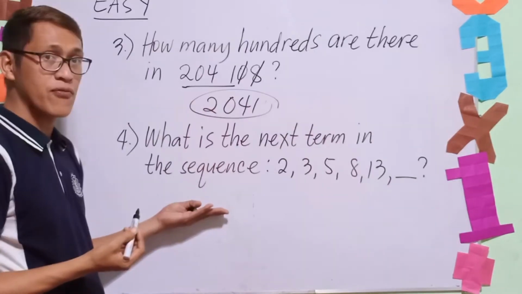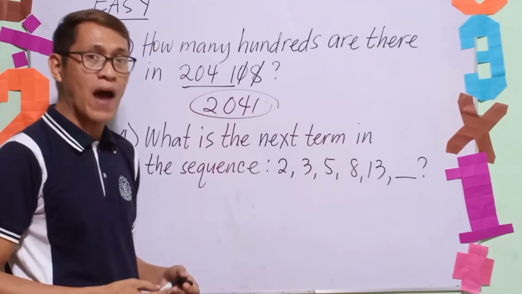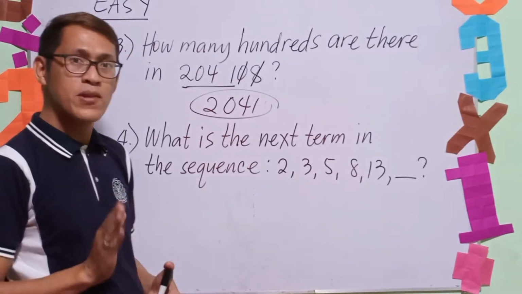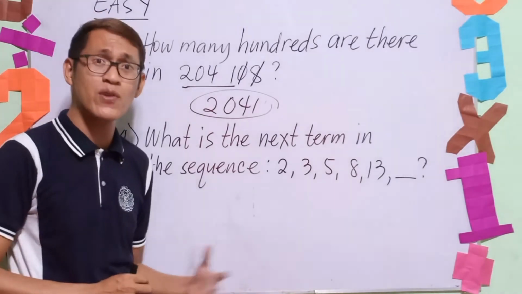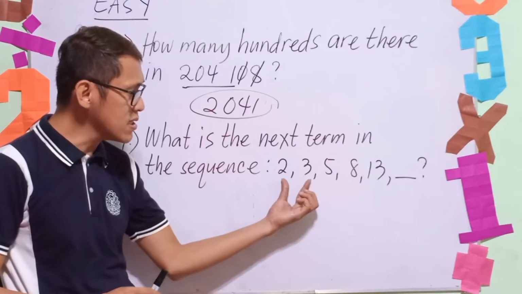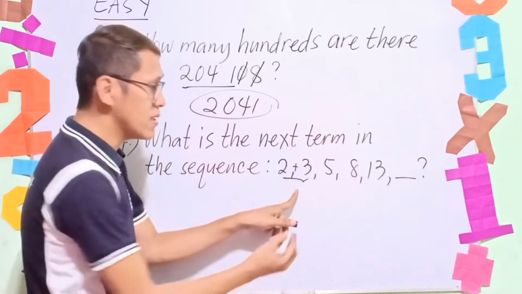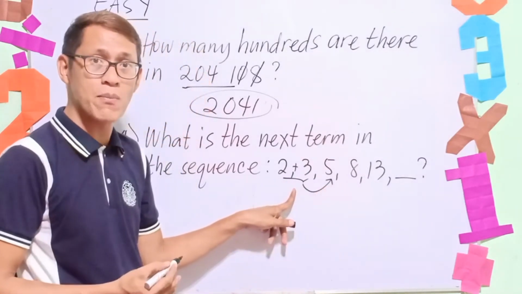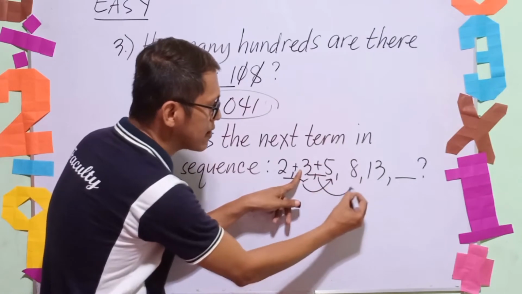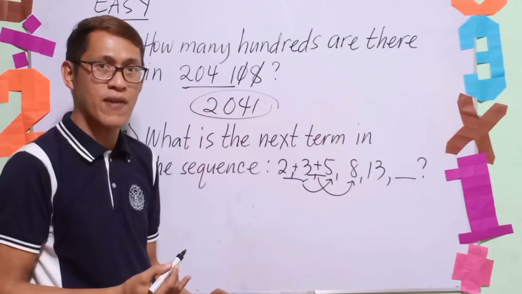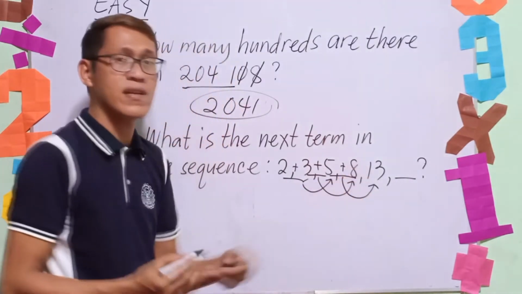What about number 4? What is the next term in the sequence? 2, 3, 5, 8, 13, blank. What do you think is the next number there? You have to look for the pattern, right? If I add these two numbers, 2 plus 3, that's 5. It will give you the next number. Then if you add these two, that will give you 8, the next number. Can you follow? If I add the 5 and 8, that will give you the next number, 13.